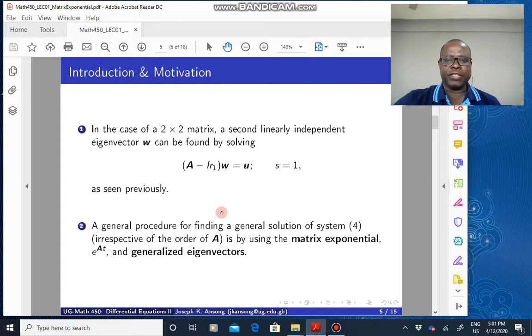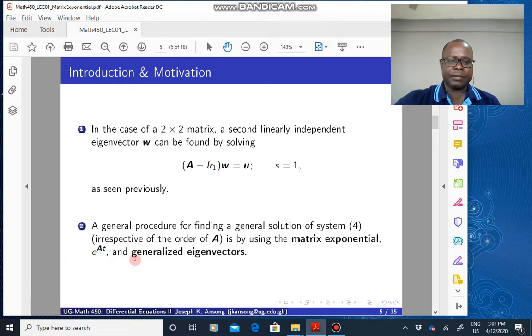How do you find a solution of a system, say 3 by 3, 4 by 4, 5 by 5? How do you do that? So that is what we are moving on to. Now, to do that, we need what is called a matrix exponential. So that is why we are studying that.